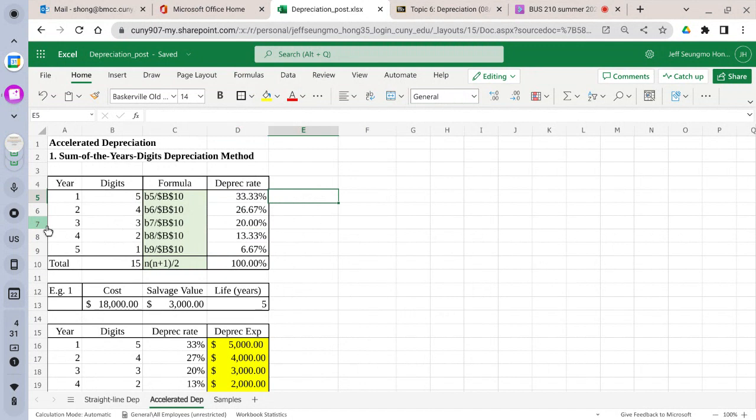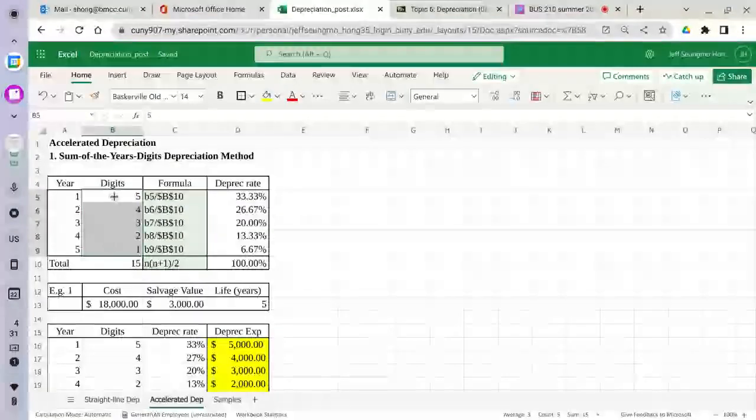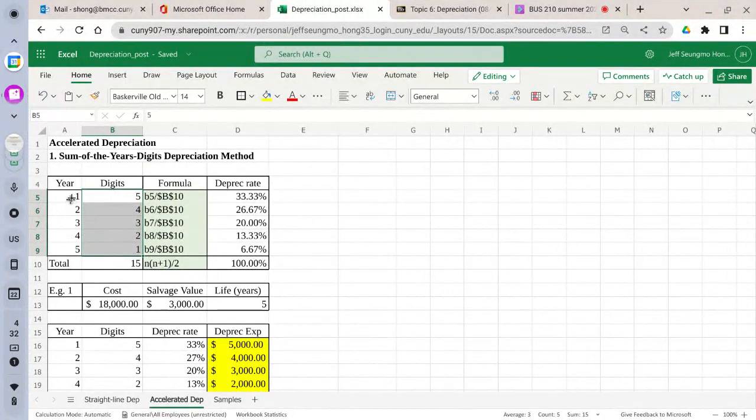If you can understand the concept, now how do you find this weight? In the old days, it's basically like this. The reason I reversed this order, from year one through year five, I put it upside down, is that I can have the most weight allocated to the first year. So I use this as the numerator, and B10 is the denominator. Then if you drag it down, you get this rate.